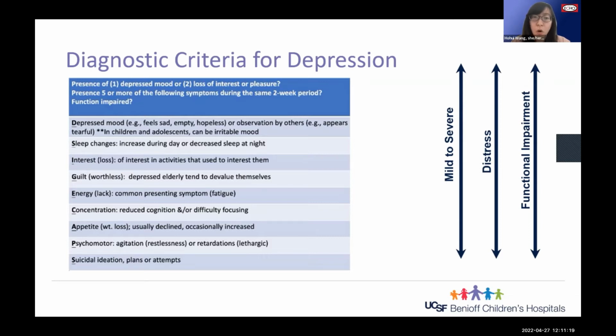And then when we're going through the criteria, we will focus on the severity of the symptoms, whether it's mild, moderate, or severe, and the level of distress. And finally, whether it causes any functional impairment to the patient's role within the family, in the community, with their peers, and at school. Next slide, please.